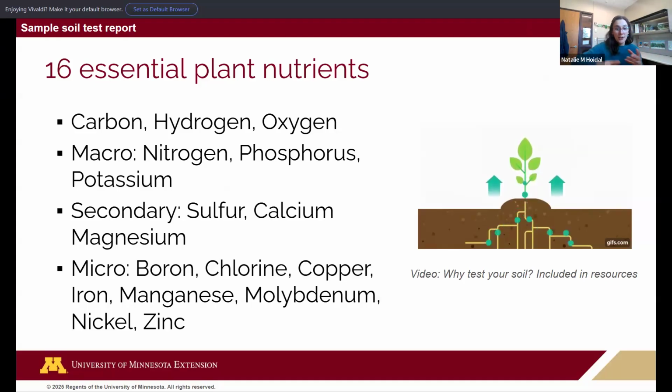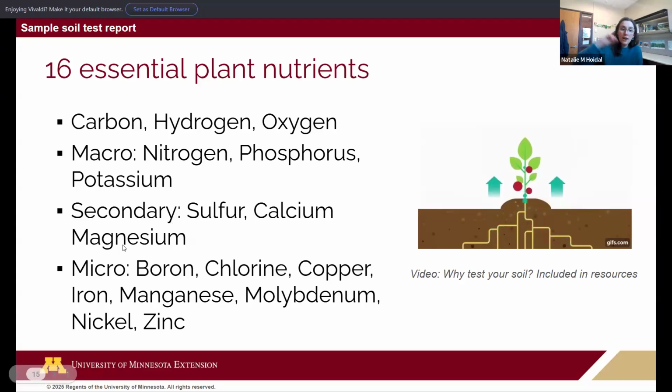And so we're taking those nutrients out in large quantities, which means that we also have to find ways to put them back into the soil to keep growing plants. Secondary macronutrients are sulfur, calcium, and magnesium. Most Minnesota soils have plenty of these, and our plants are not using them in really large quantities. Sometimes we do see sulfur deficiencies. We very rarely see calcium or magnesium deficiencies.